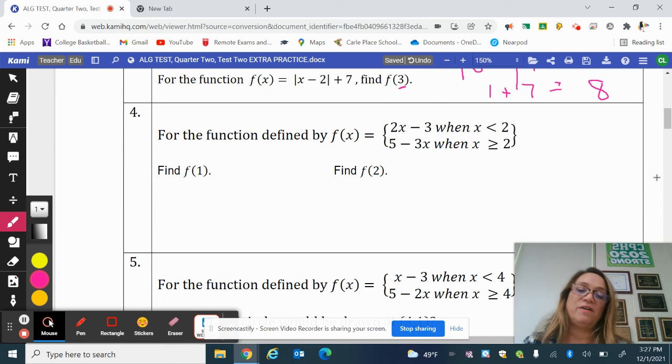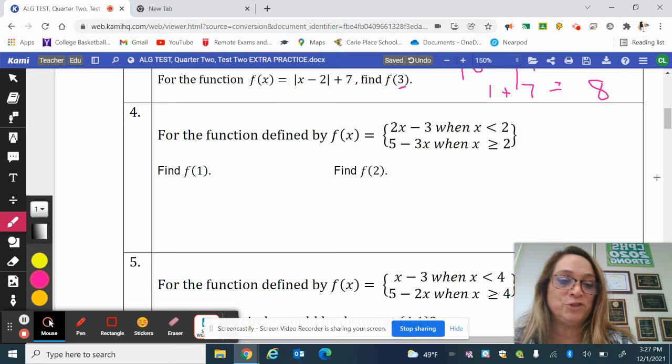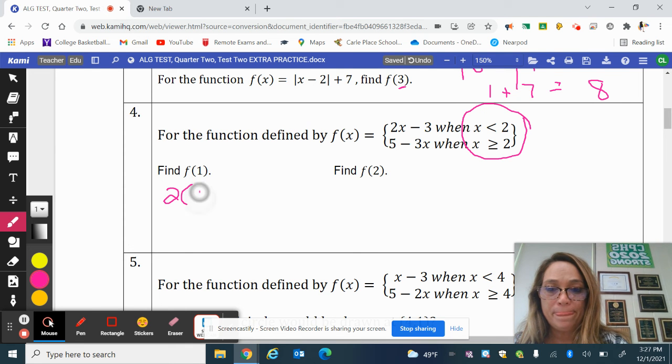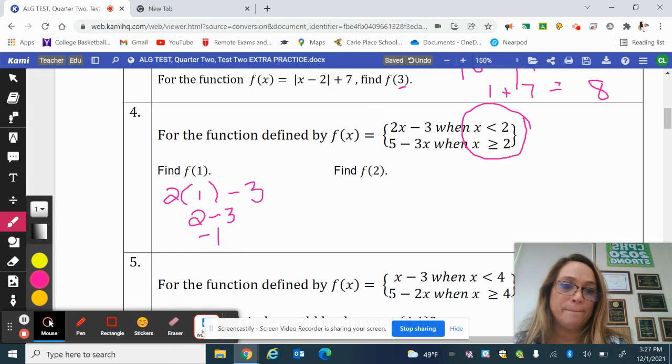Okay, for the function defined by. Now this is a piecewise function, so you do have to pay attention to the domain restrictions. So I am going to look here first to tell me which expression to use. So what it's saying is when x is less than 2, use the first expression. 1 is less than 2, so I'm going to use the first expression. 2 times 1 subtract 3. 2 times 1 is 2. 2 minus 3 is -1. And you can also use your calculator.